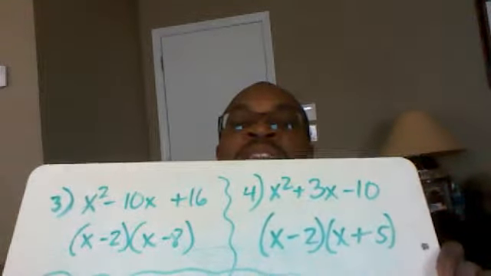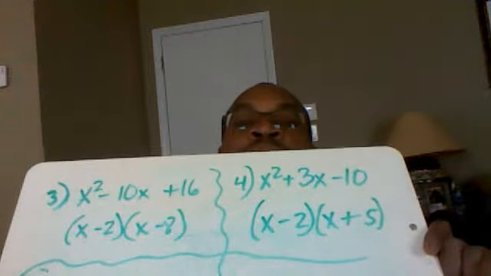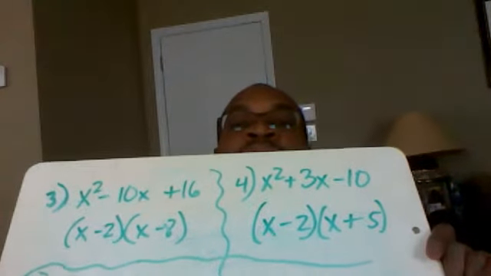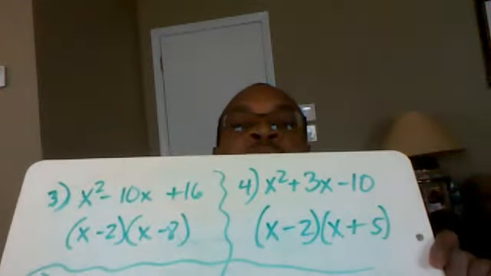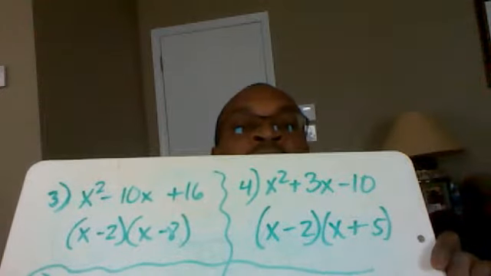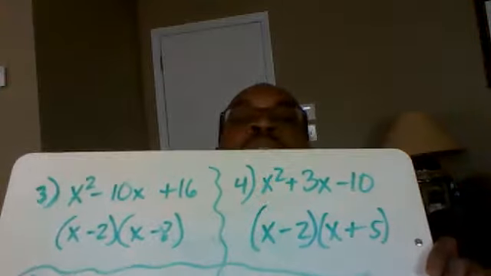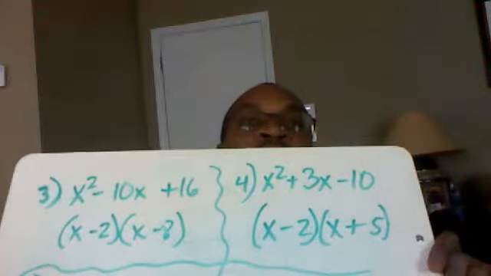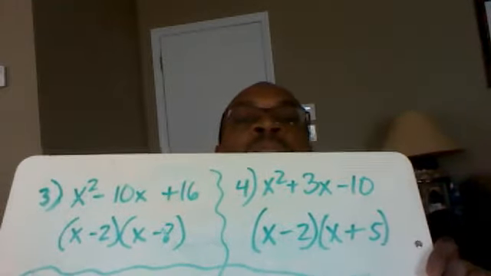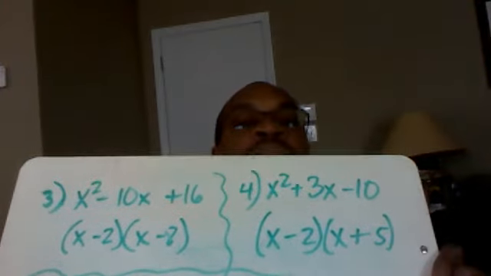Alright, so those are traditional factoring problems. 1 through 4 was traditional, where you simply look at your c term and you say, okay, what are my factors? What can I multiply to get that number? And then from there, you simply see which factor can you add or subtract to get the middle term, and then you determine the signs, like I showed you in 1 through 4. Now let's look at 5 and 6.